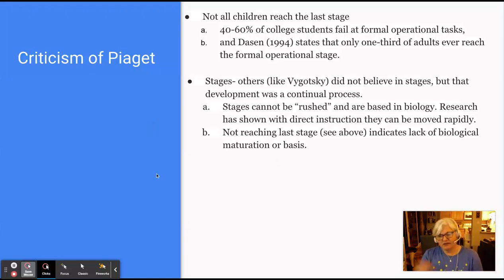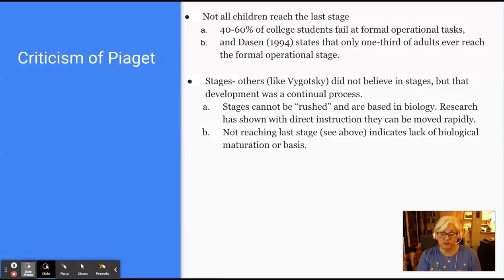Vygotsky, you're going to learn about Vygotsky in just a sec, but he did not believe, along with other developmental psychologists, that development occurred in stages, but rather that it was a continual process. If you think about development happening in stages, the idea that you can't rush the stage because it's based on biological development would have to be correct.